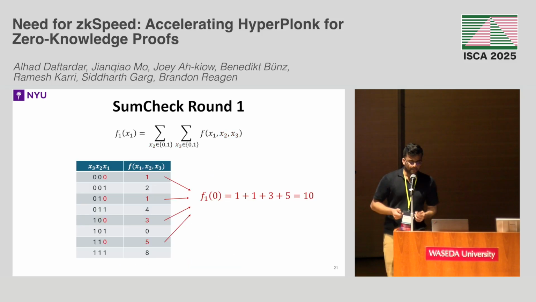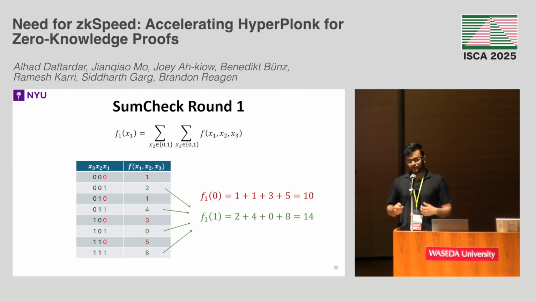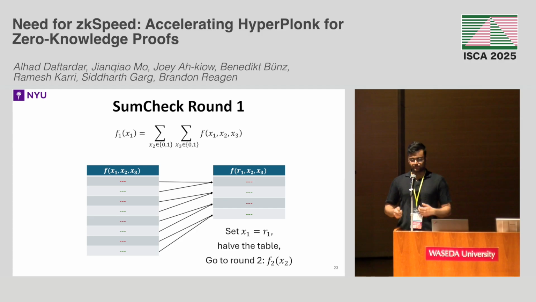The way we do this is we just take the table, find which values of the function have x1 equal to 0, and add them up. Then we look for the values where x1 is 1 and add those up. And then we can add them together to verify that the claim was met. After this point, we want to proceed to the second round of SumCheck, which involves eliminating this first variable by fixing its value to a random number. This effectively reduces the size of the table by half, and then we can proceed to the next round.